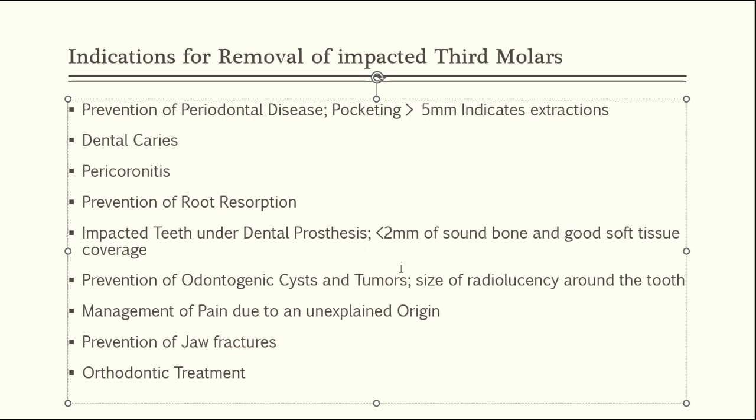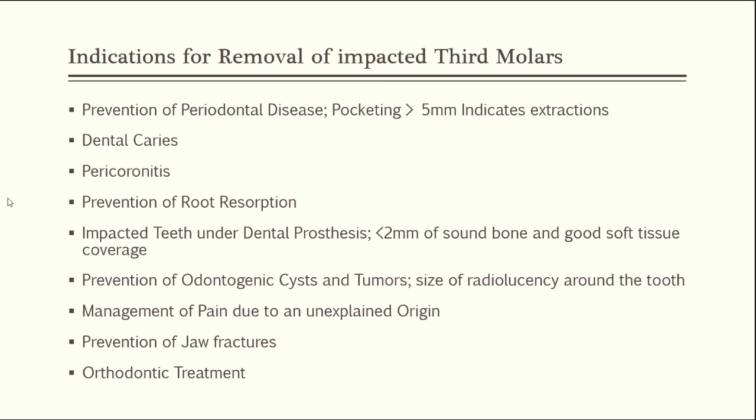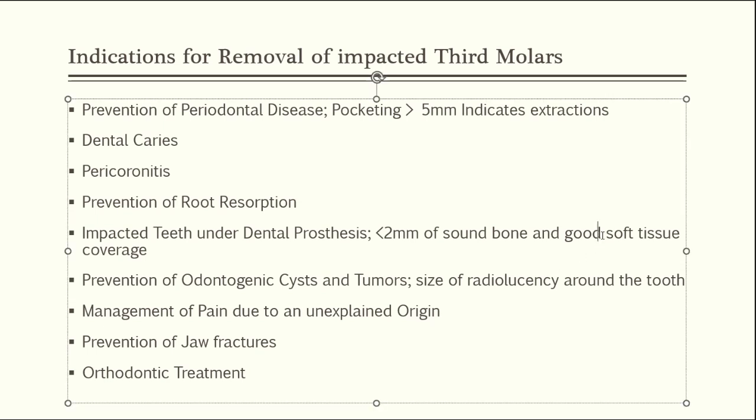An indication is less than 2 millimeters, not more. So if you have more than 2 millimeters of sound bone and good soft tissue coverage, we cannot extract. We can keep the teeth if we have more than 2 millimeters of sound bone and good soft tissue coverage. And if we don't have both of those, we need to extract the tooth to prevent odontogenic cysts and tumors.